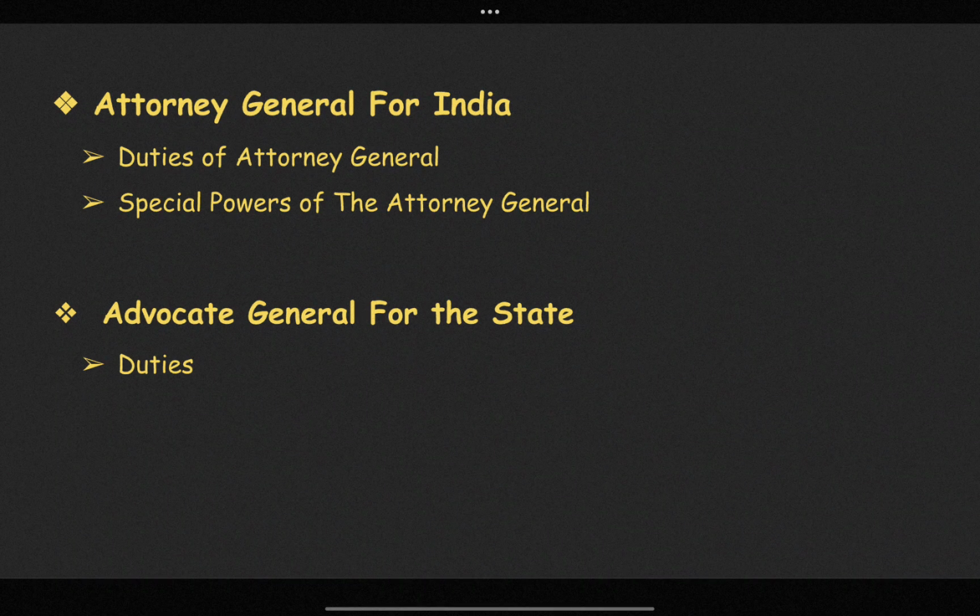Next, what are the duties of the Advocate General? The duty of the Advocate General is to give legal advice to the state government. Under Article 177, the Advocate General has a right to speak in and to take part in the proceedings of the state legislature or any of its joint sessions, and in any committee of the state legislature of which he has been named as a member, without the right to vote.